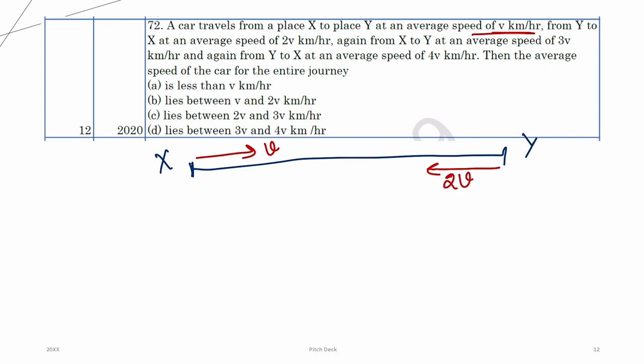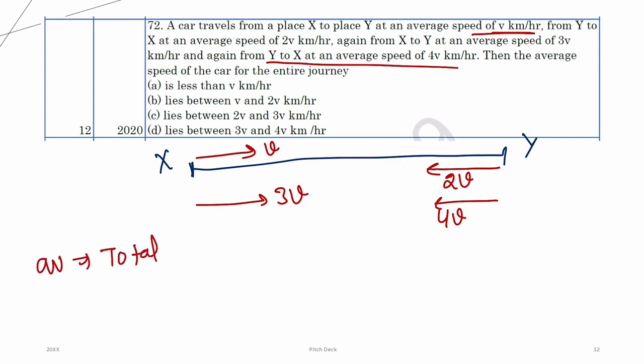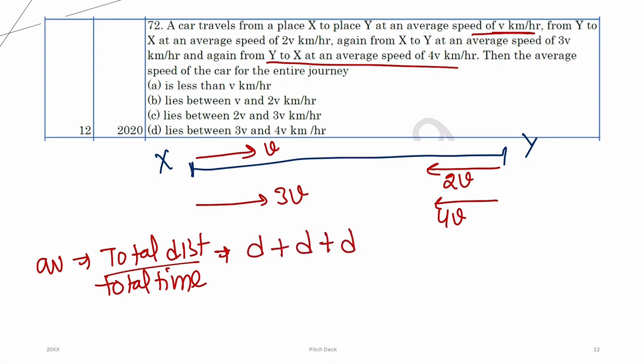Then again, from X to Y at the speed of 3V, and again from Y to X at the average speed of 4V. Right? I hope this is clear. To calculate the average speed, we need total distance upon total time. I'm going to make it fast because we have done a lot of questions similar to this. So let's say the distance between X and Y is d. So d plus d plus d plus d divided by time taken.